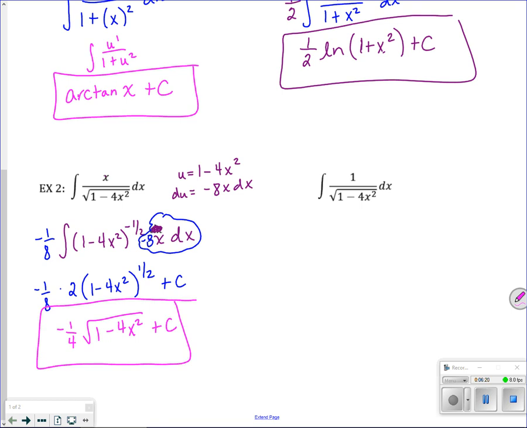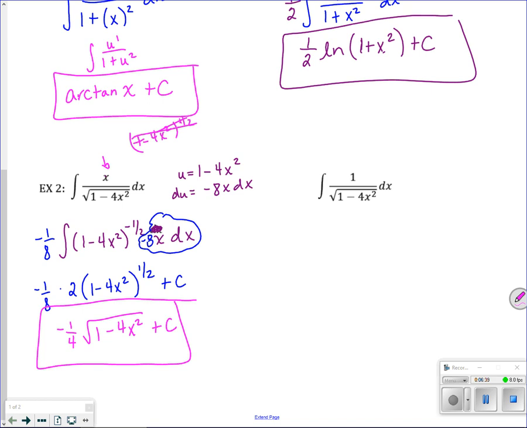Now, how did I know this wasn't a log problem? I mean, I didn't go there because think about it. If I were asking, if you took the whole denominator of 1 minus 4x squared to the 1/2 power, man, you're going to have a square root with a derivative. So there's way more than what's going on there.